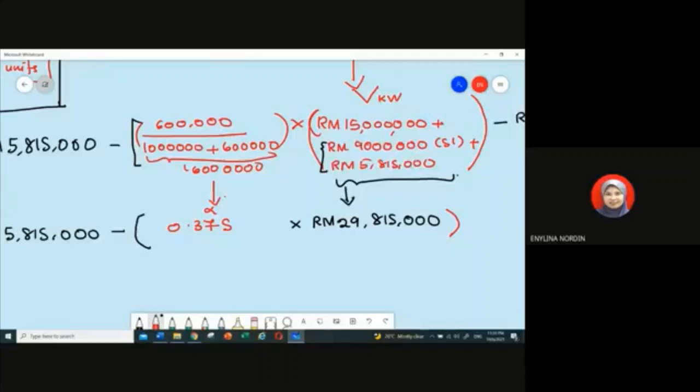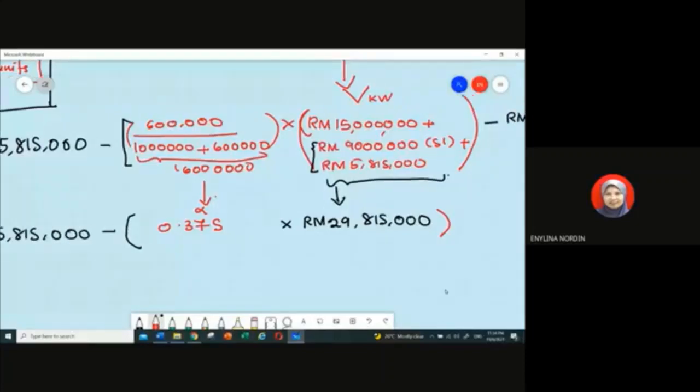And what does it mean? This is actually what the new shareholders from Wangsa Setia can claim from Keramat Berhad after the acquisition. And the balance of 62.5% can be claimed by the existing shareholders of Keramat. Okay, next.